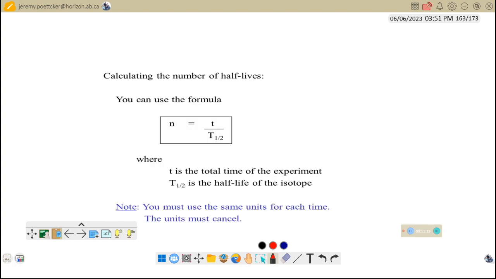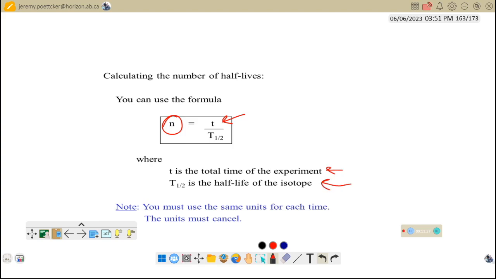So, how do we calculate the number of half-lives? This is not given on your formula sheet. You have to be able to figure this out. We already actually did this, where little n, the number of half-lives, is equal to t divided by t1/2. Little t is the total time of the experiment, and t1/2 is the half-life. And you must use the same units for each time. So I can't say, oh, I did the experiment for 100 seconds, and the half-life is given in years. That's not going to give me the right answer. The units have to cancel because the number of half-lives can just be a number.